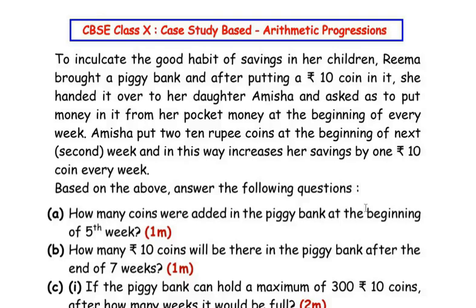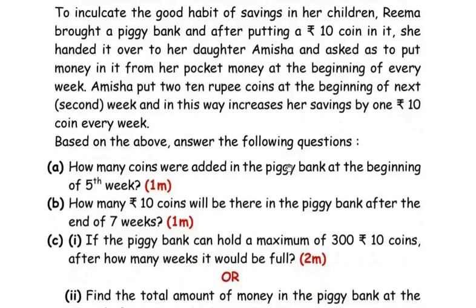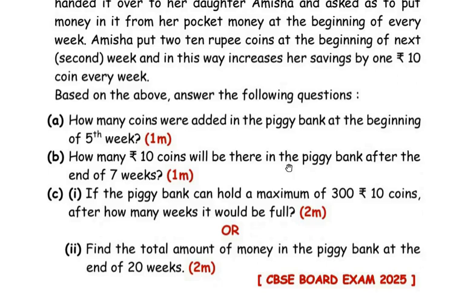In this video we are going to solve a case study based question from the Arithmetic Progressions chapter which had appeared in the CBSE Board Exam 2025 for Mathematics Standard Paper. Now this question has 3 sub-questions. The first and the second sub-questions are for 1 mark and the third sub-question is of 2 marks and it has an OR question as well. That is, either you can attempt the first question or the second one. So let us start with the first question now.